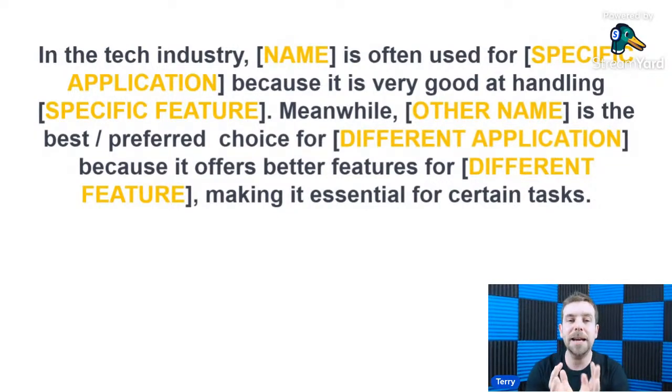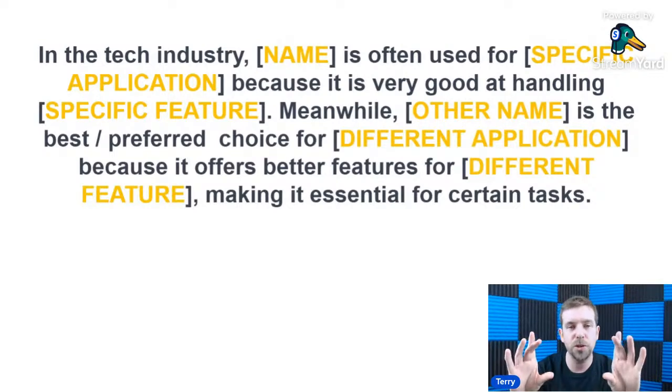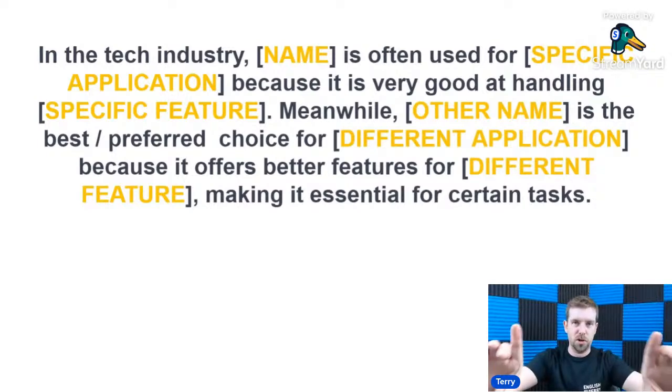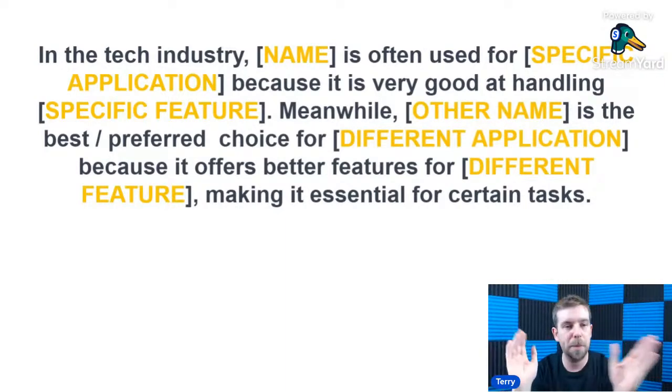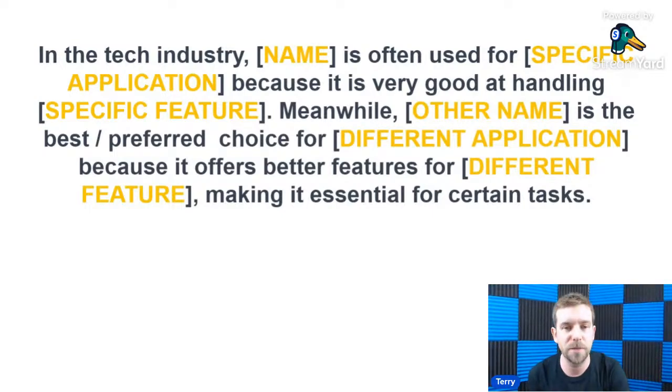So in the tech industry, so again, the yellow letters are what you will replace with your answers. So I want you to take this. It's like an algorithm structure here, where you're going to take this part and replace the words in yellow with your answers. "... is often used for specific application because it is very good at handling specific feature. Meanwhile, the other name is the best preferred choice for different application because it offers better features for different features." All right. So it's always confusing until we have an example.